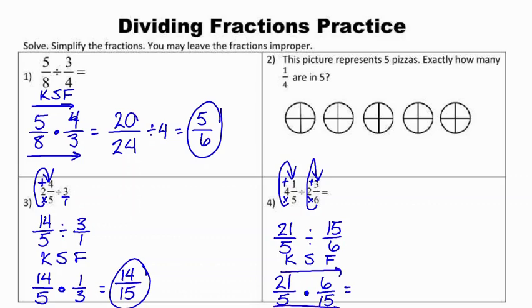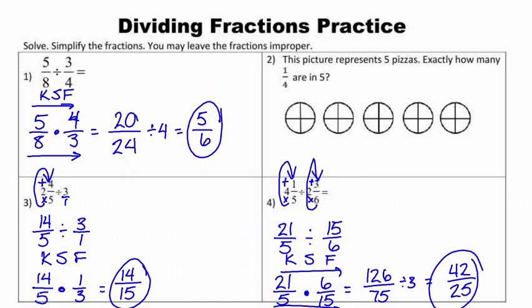So you got 126 over 75. Those can both divide by 3. So make sure you're careful. And you get 42 over 25. And you can leave them improper. Same thing with how we did for multiplication.